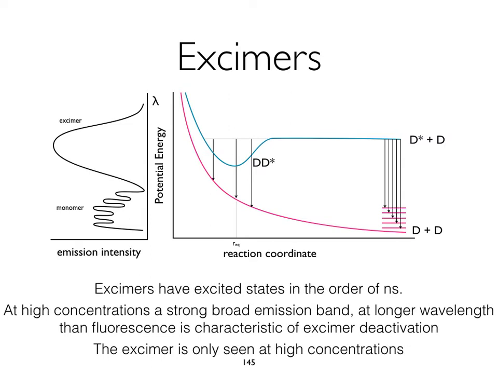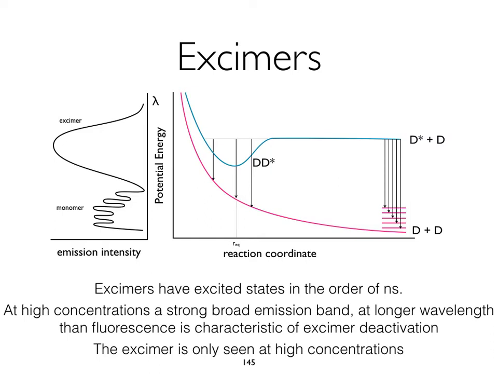This excimer band has lifetimes on the order of nanoseconds, and it's something that we only really see at high concentration. I need enough concentration that an excited state chromophore will meet a ground state chromophore. If I have very low concentrations, the probability of this happening is very low. As I increase the concentration of my dye, I increase the chances of this happening.